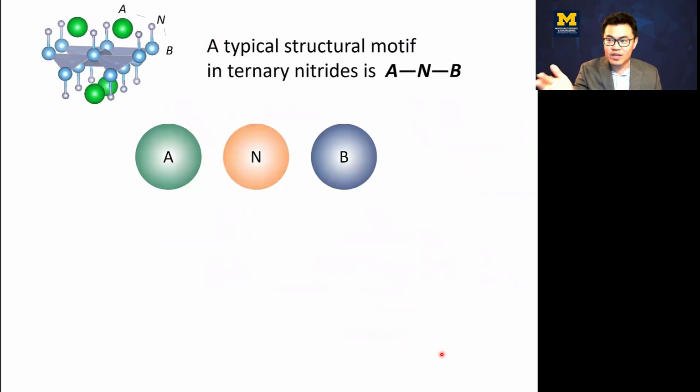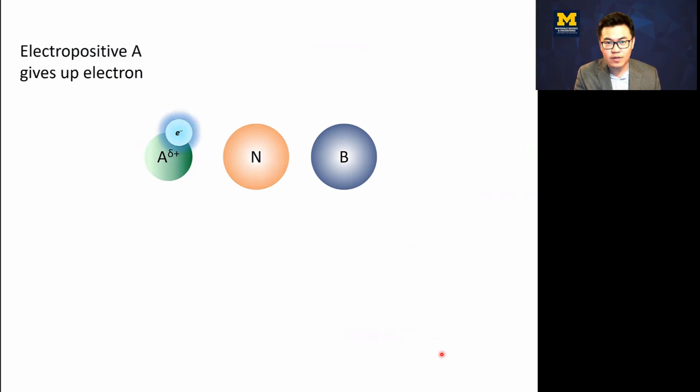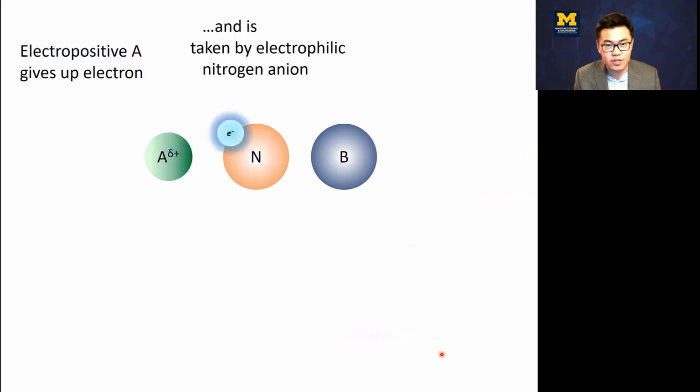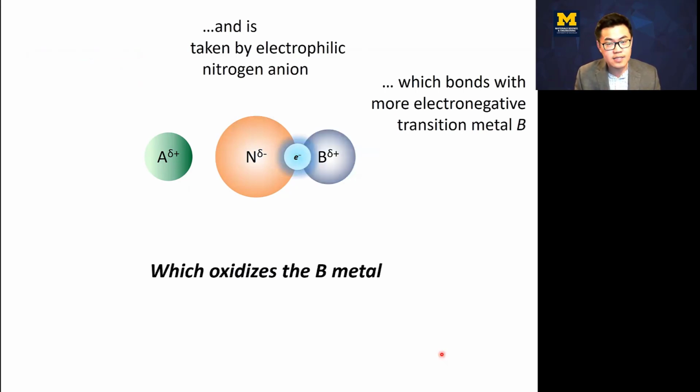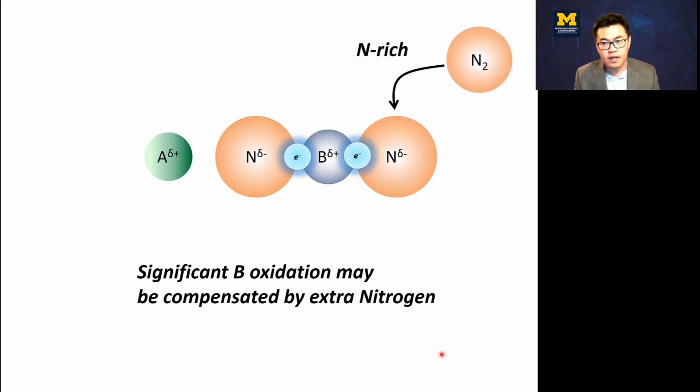So what we did was we conceptualized this from the motifs that you see in a structure. Suppose you have some motif like A and B. If A is an electropositive metal, A is going to donate an electron to its nearby nitrogen, and that nitrogen's electron density is going to grow. Now, what's that electron density going to do? It's not going to bond with the electropositive element. It's going to bond with the electronegative element, and in doing so, it's going to oxidize that transition metal. And if it oxidizes the transition metal very much, then it might even pull in additional nitrogen, which makes it nitrogen rich.